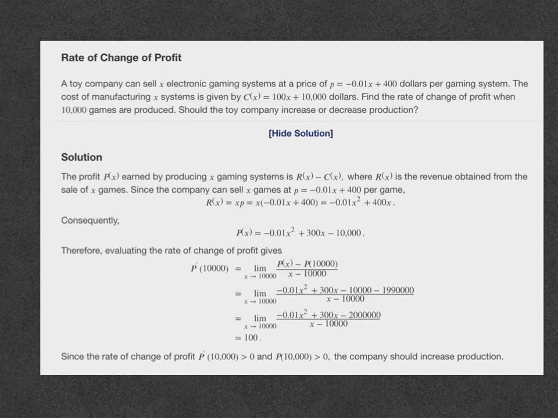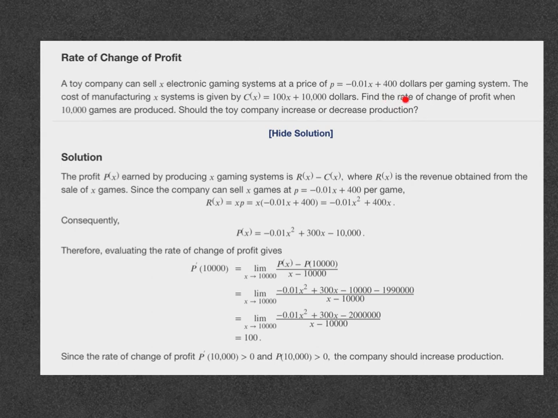This last example I'm posting with the solution already done. I don't want to add a whole ton of runtime to this video because I know I'm already running a little bit long, but it's an application to economics really. And here we have a toy company, and they set the price of their product at P equals negative 0.01x plus $400 per gaming system. That's a formula that models the price of the product as a function of the number of systems sold. Okay, and then the cost function is given by 100x plus $10,000. That's the cost of manufacturing x systems.